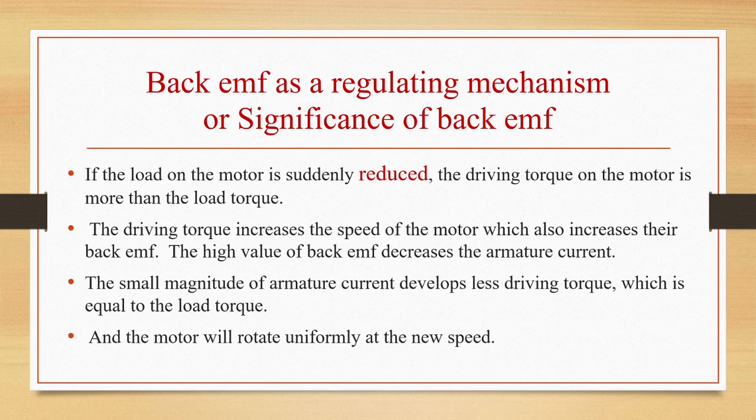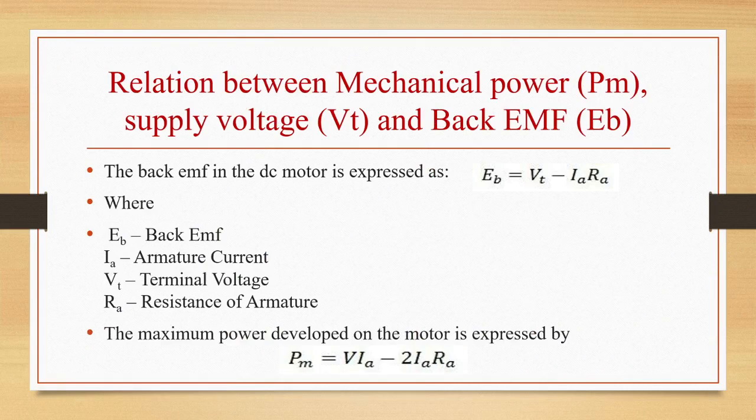That is, if the load on the motor is suddenly decreased, the driving torque will be momentarily in excess of the requirement, so that the armature is accelerated. As the armature speed increases, back EMF Eb also increases and causes the armature current Ia to decrease. Motor will stop accelerating when the armature current is just sufficient to produce the reduced torque required by the load. So in this way, back EMF is acting as a regulating mechanism.